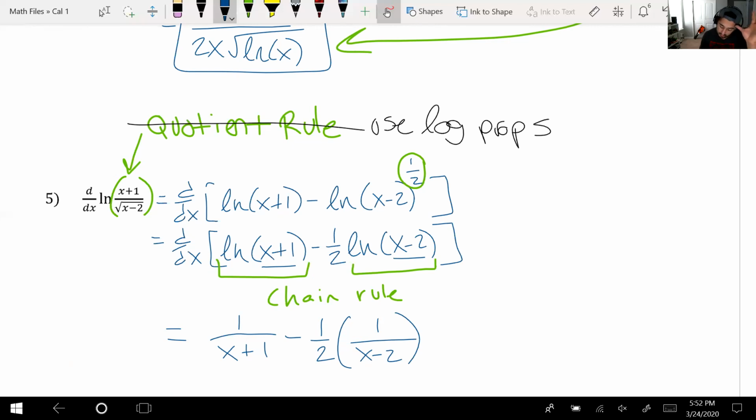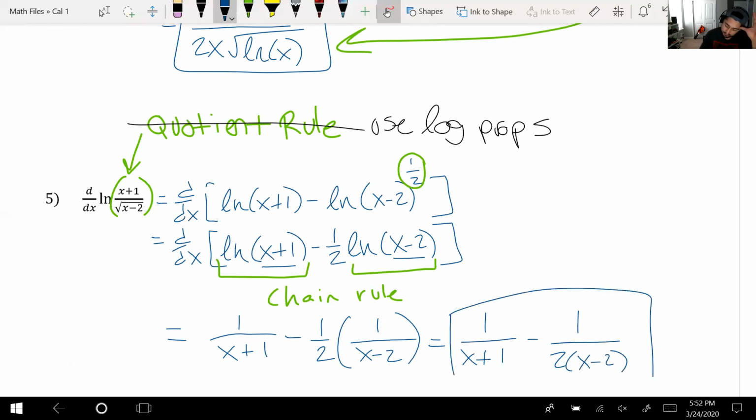Okay, now clean it up. 1 over x plus 1 minus 1 over 2 times x minus 2. Done. If you want to combine the fractions, then you know how to do so. Just get the common denominator and put them together. But I'm telling you that the log properties, using them on this, make life a lot easier. It would have been better than doing quotient rule in there. That's why I crossed it out. Okay, let's keep going.